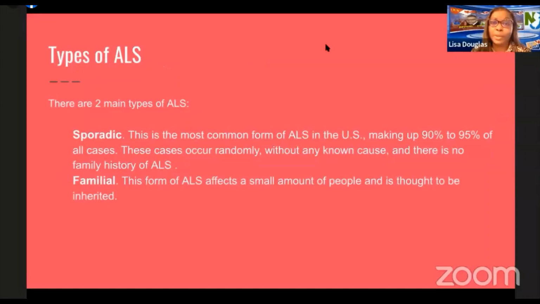Types of ALS. There are two types of ALS. Sporadic: this is the most common form of ALS here in the US and around the world, making up 90% to 95% of all cases. These cases occur randomly without any known cause, and there is no family history of this. Familial: this form of ALS affects a small number of people and is thought to be inherited.